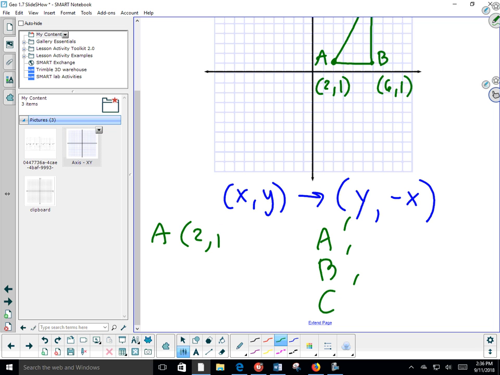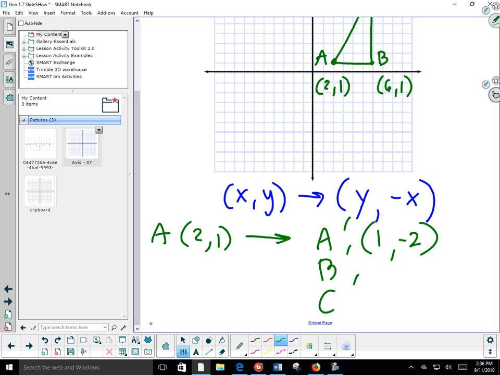So A was 2 comma 1. So what's A prime going to be, Connor? 1, negative 2. Do people agree with that? The X is 2, the Y is 1, but I want to take the Y as my first, so 1 comma negative 2. Can you explain it, please? I'm following this rule. I'm taking the Y coordinate and putting it in this first spot, and I'm taking the opposite of the X coordinate and putting it in this Y spot. That's it.